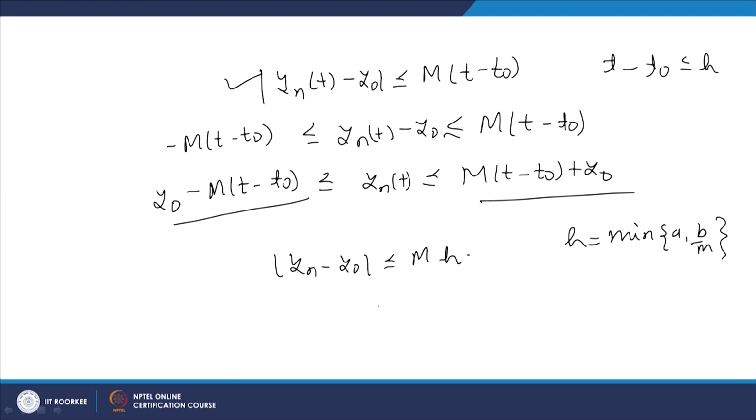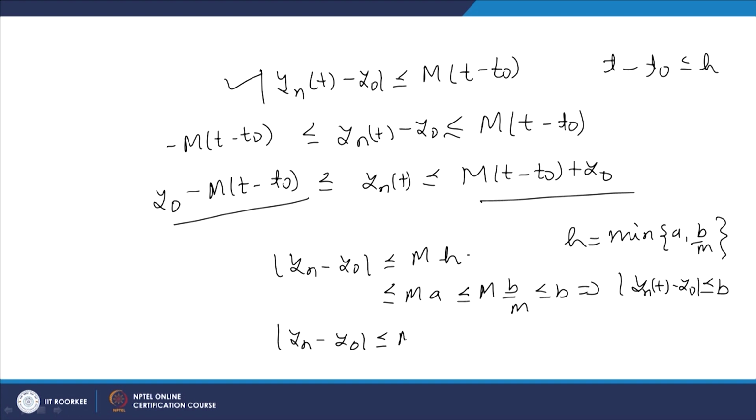So, it means that if a is the minimum, we can say that it is m a, and this is nothing but m b by m, that is less than or equal to b. So, it means that modulus of y n t minus y naught is less than or equal to b. It means that your y n t remains in the rectangle. But if the minimum of a and b by m is b by m, we can simply say that y n t minus y naught is less than or equal to m h.